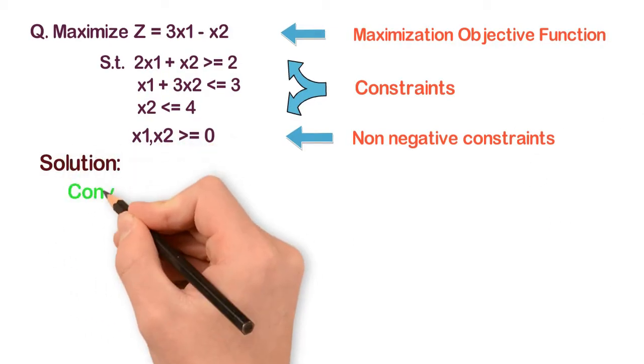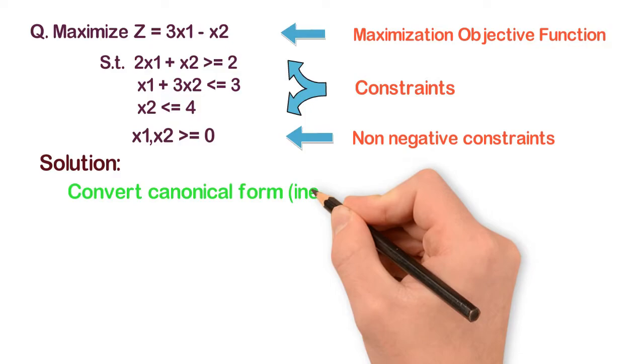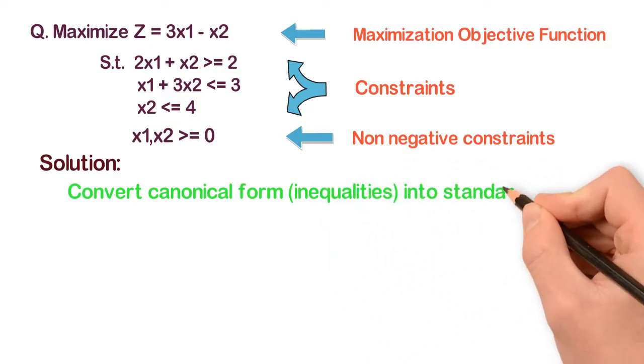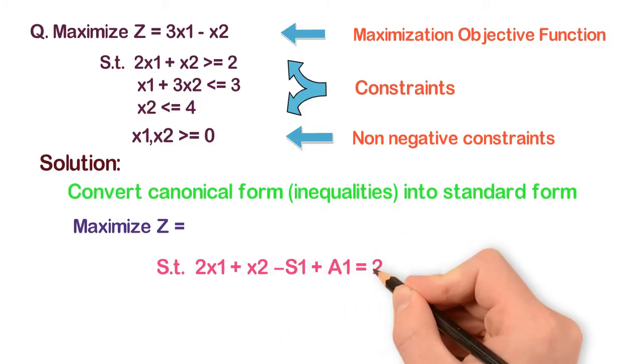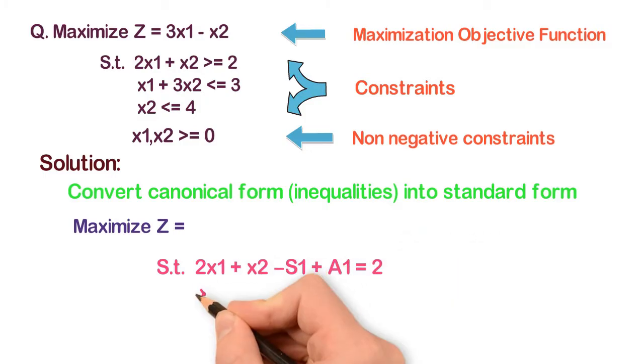So let us begin with the solution. The first step is that we have to convert all the inequalities into equalities. Now consider the first constraint, that is 2x1 plus x2 greater than or equal to 2. As the sign is greater than or equal to, we have to subtract the surplus variable and add an artificial variable. So the first constraint becomes 2x1 plus x2 minus s1 plus a1 equals 2.